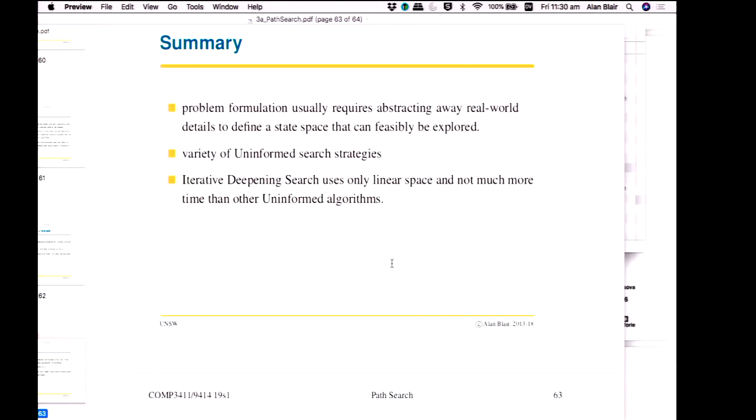So in what situations would you use DFS over the other algorithms? Good question. That's one of the tutorial questions. Maybe you should have a think about that, and we can talk about it next week or in the tutorial.